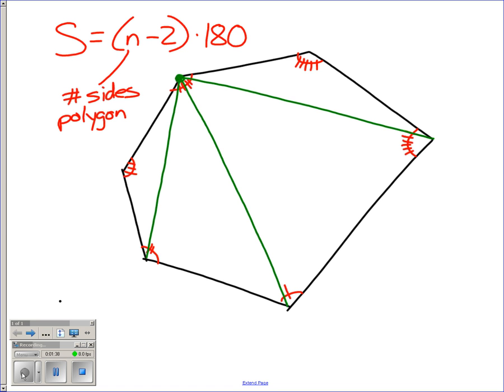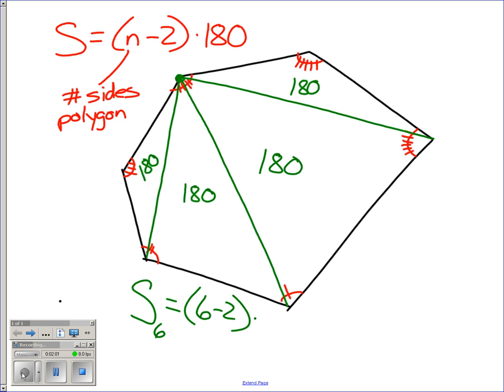How many triangles are there? Well, it's n minus 2. It's 6 minus 2 times 180, because the sum of the angles in each triangle we already know is 180. So we got 4 of them, all right? And that's what you can do every time. So the sum of a 6-sided polygon is going to be 6 minus 2 times 180, or 4 times 180, which is 720 degrees.